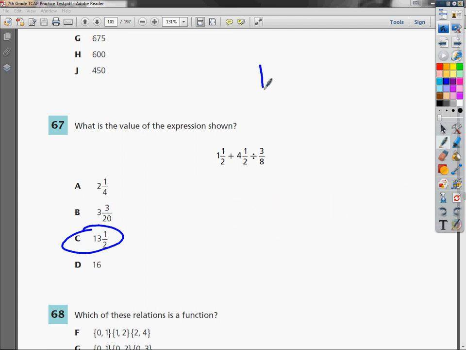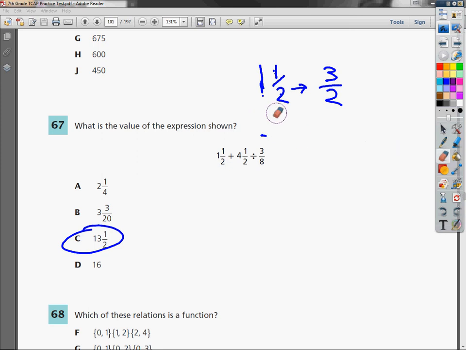So to make the 1.5 into an improper fraction, all you do is the 1 would mean I have a whole, 2 over 2, so I'm going to do 2 times 1 plus 1. So I have 3 over 2 because I have a 2 over 2 and a 1 over 2. I'm going to add those together and get 3 over 2, just like I did here.